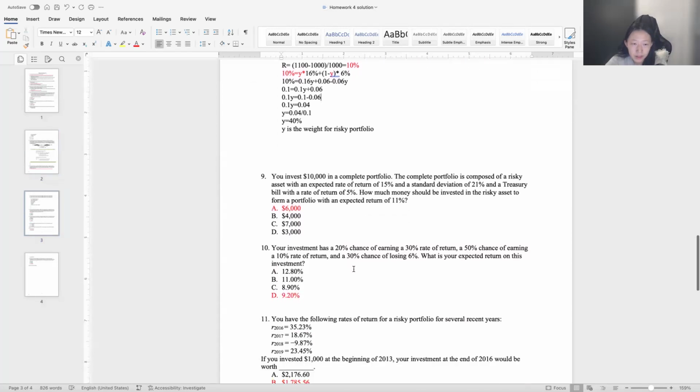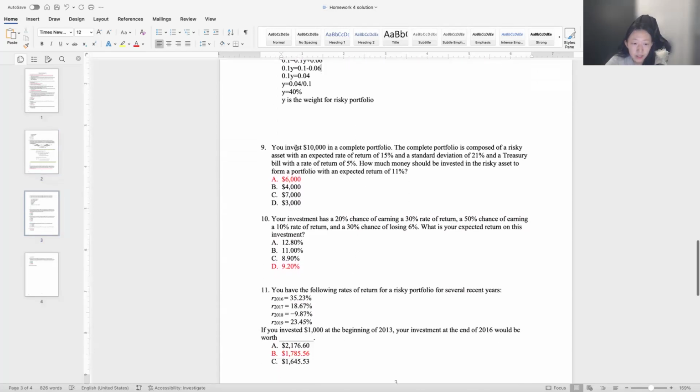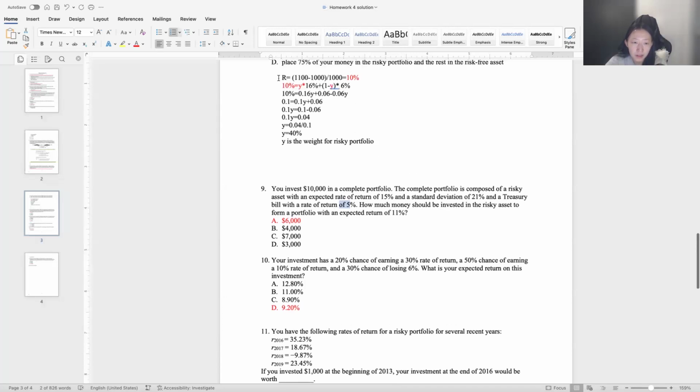All right, next one, question 9. Invest 10,000 in a complete portfolio. The complete portfolio is composed of a risky asset with this return, this standard deviation, and this risk-free rate. How much money should be invested in the risky asset to form a portfolio with an expected return of 11%? So this is very similar, asking you to solve for the weight. So I'm going to copy everything down.